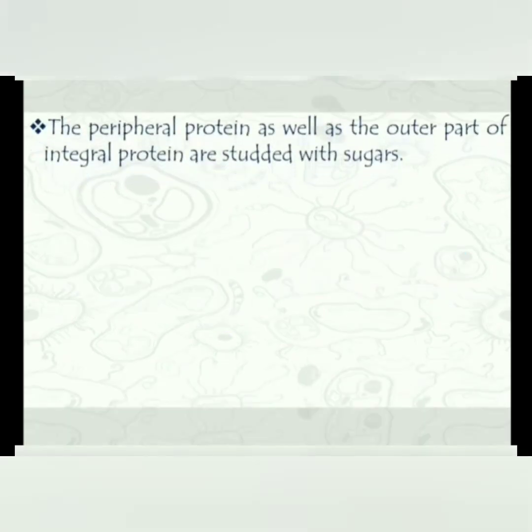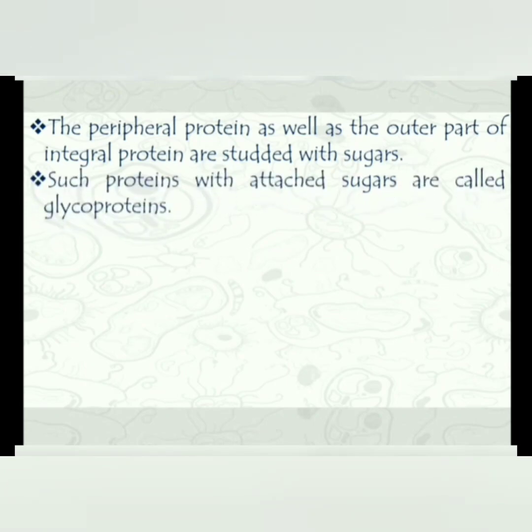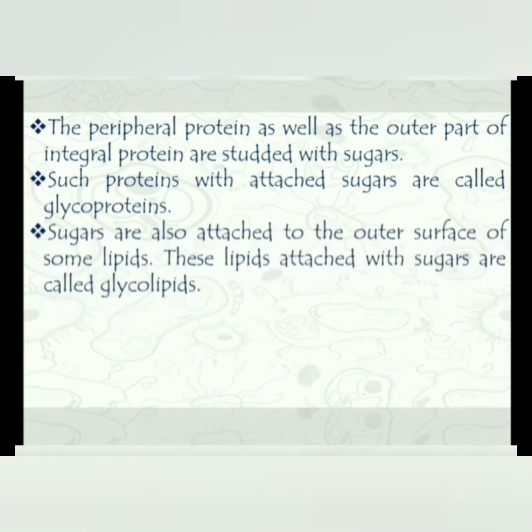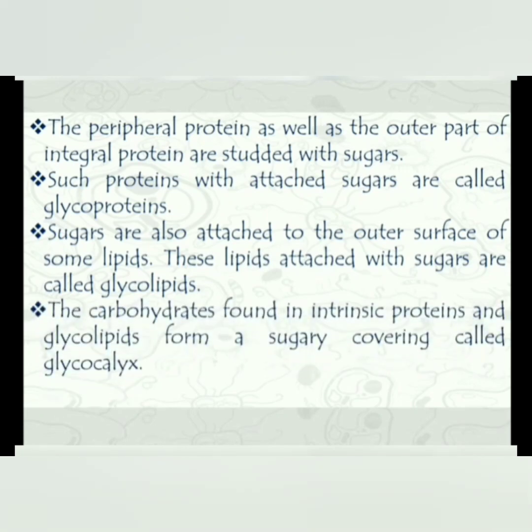The peripheral protein as well as the outer part of integral protein are studded with sugars. Such proteins with attached sugars are called glycoproteins. Similarly, sugars are also attached to the outer surface of some lipids. These lipids attached with the sugars are called glycolipids. The carbohydrates found in intrinsic proteins and glycolipids form a sugary covering called glycocalyx. It recognizes certain foreign proteins as in immune cells and protects the cells from the extracellular digestive fluids.